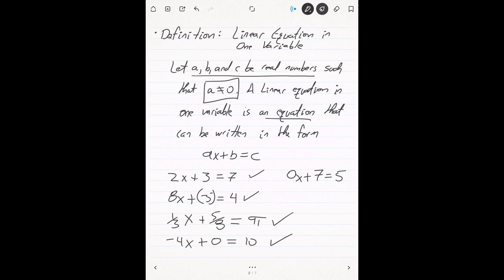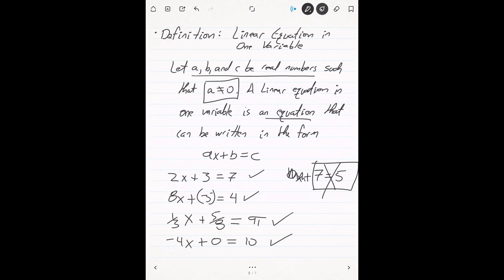Well, hopefully you were able to see the obvious situation. If I took 0x plus 7, what's 0 times anything? That's just 0, isn't it? And I'm left with 7 equals 5. Is that true? Does that work? No, of course not. That's a problem. So you would say, oh, well, if I plug 0 in for A, if I had 0x, then I might get something that doesn't really work out.